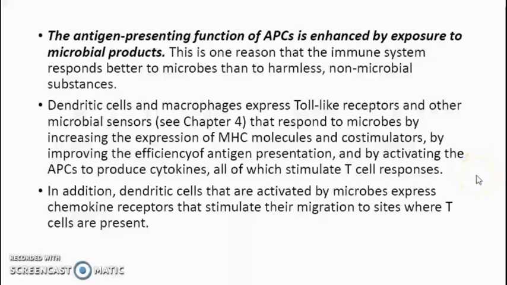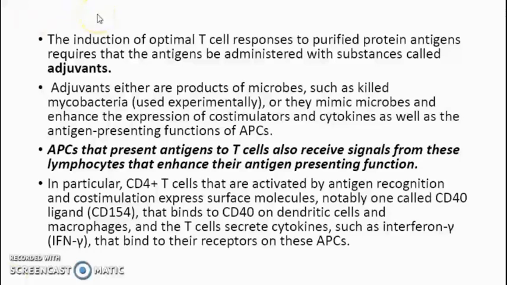In addition, dendritic cells that are activated by microbes express cytokine receptors that stimulate their migration to sites where T cells are present. The induction of optimal T cell response to purified protein antigens requires that the antigen be administered with substances called adjuvants. Adjuvants either are products of microbes, such as killed mycobacteria, or they mimic microbes and enhance the expression of co-stimulators and cytokines, as well as the antigen-presenting function of antigen-presenting cells.